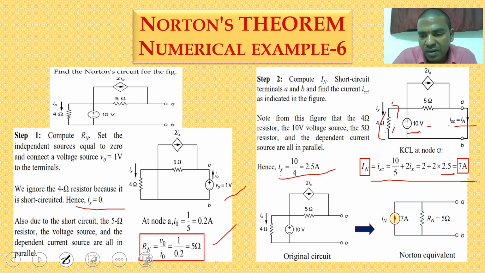Now this is the Norton's equivalent circuit. The entire circuit is replaced with a single current source in parallel with the equivalent resistance. The current source value is 7 amperes and the Norton's resistance value is 5 ohms.